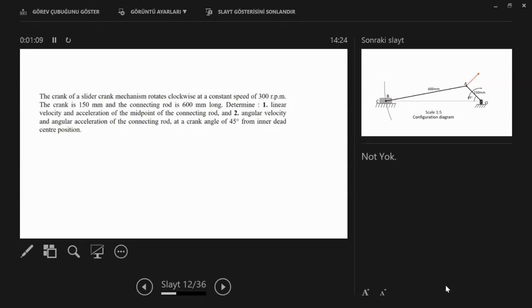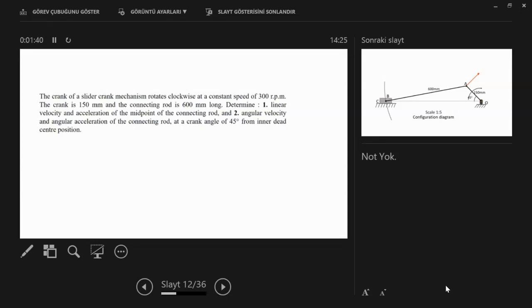And determine first the linear velocity and acceleration of the midpoint of the connecting rod. That means midpoint, okay? And second, the angular velocity and angular acceleration of the connecting rod at a crank angle of 45 degrees from the inner dead center position. So dimensions are given, and the initial position of the mechanism is given.